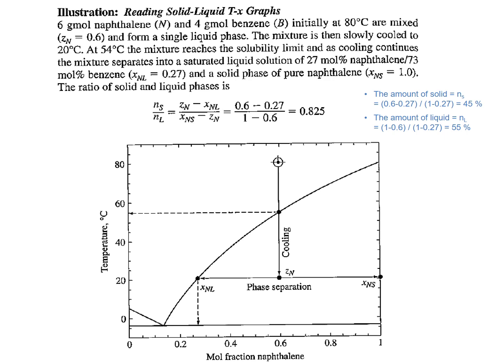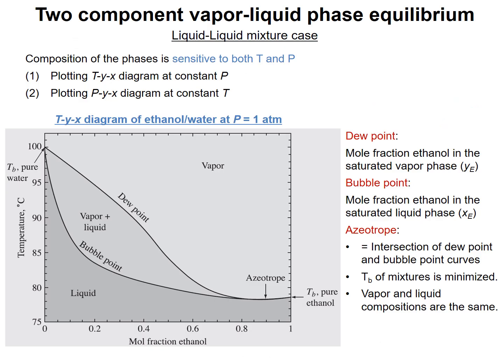That is the inverse lever rule. You have learned about the two-component solid-liquid phase equilibrium in the previous several slides. And then it's time to go to the two-component vapor-liquid phase equilibrium of liquid-liquid mixture case. Again, in the previous several examples, you have learned about the solid-liquid phase equilibrium. Right now we are going to vapor-liquid phase equilibrium.